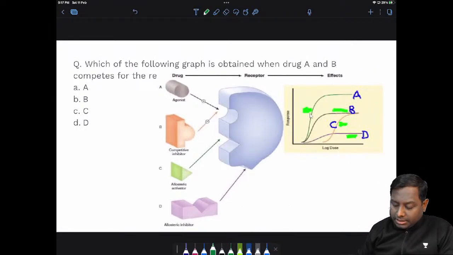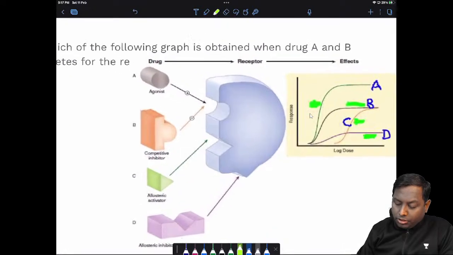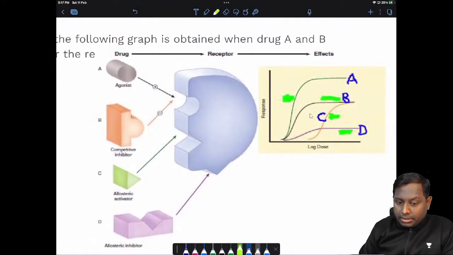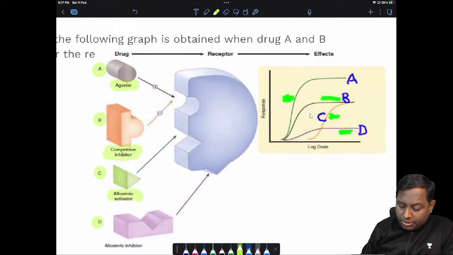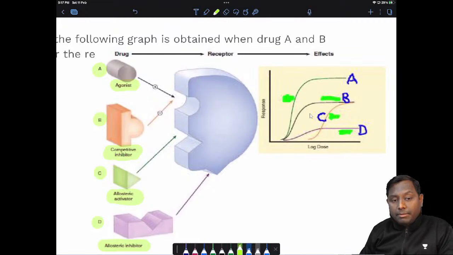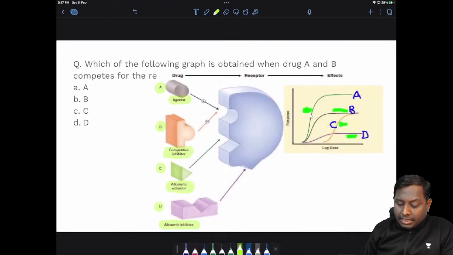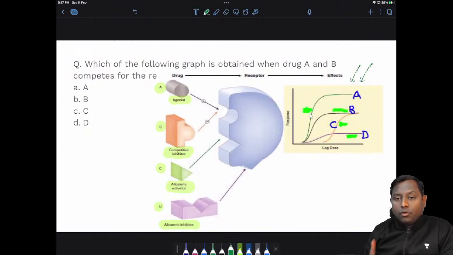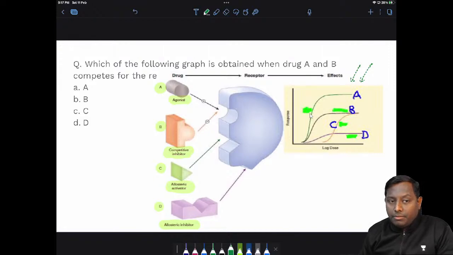Now there are two drugs here. I want you to be very, very careful on this one. There are drugs A, B, C and D. A we call an agonist, competitive inhibitor. B is B, C is an allosteric activator, D is an allosteric inhibitor. The examiner is asking which kind of graph will be obtained. From this graph, A, B, C, D, four graphs are seen. Which type of graph will be seen?